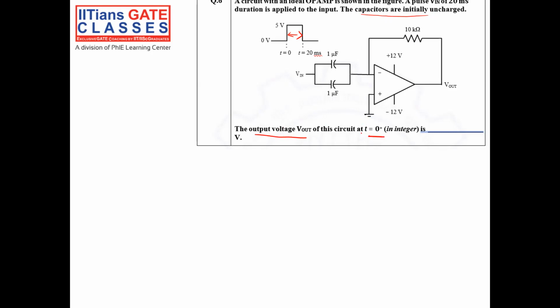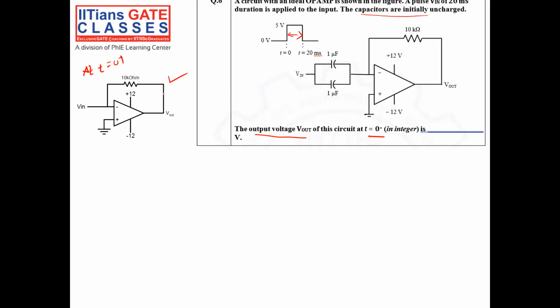Since the capacitors are uncharged, I am applying a transient voltage from 0 to 5 volts. For any transient, the capacitor will be like a short circuit when it is initially uncharged. So this is the equivalent circuit at t equals 0 plus, since the capacitor will be like a short circuit. So I will get the circuit like this.